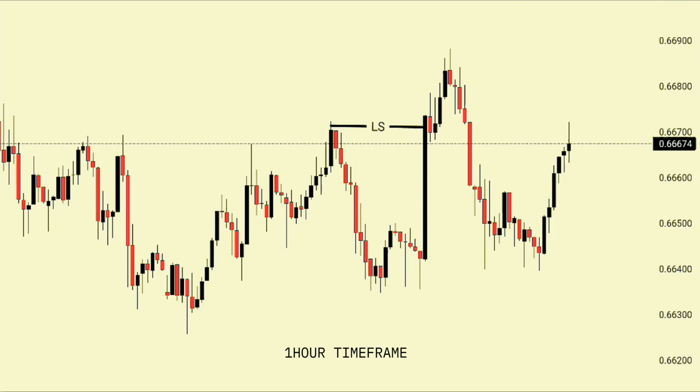Right after sweeping these highs, price does exactly what we expect. It gives us a sharp rejection and breaks below the previous swing low. This is our break of structure, confirming bearish order flow. A break of structure after a liquidity grab is one of the strongest confirmations that the market is ready to move in the opposite direction.